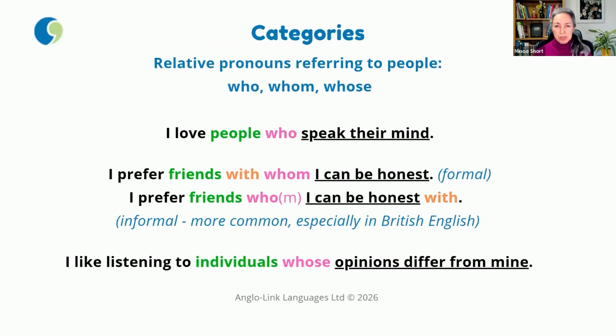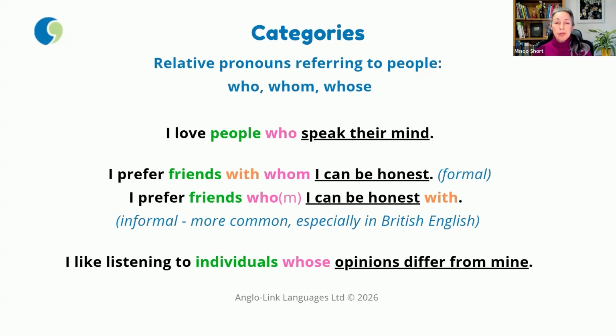But especially in British English, we tend to avoid whom by separating the preposition from it. So in British English, it's a lot more common to hear, I prefer friends who I can be honest with. Now, in American English, they may still separate the preposition, but keep whom. So you may also hear, I prefer friends whom I can be honest with.